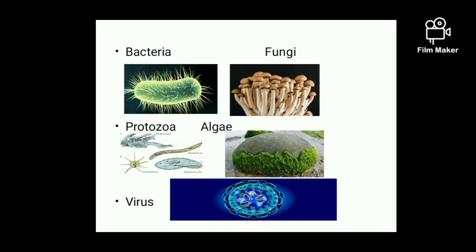See here, some of the pictures are here, and they are bacteria, fungi, protozoa, algae and virus. These are some of the examples or the pictures of those microorganisms. Some of them, like algae and fungi, can be seen through our naked eyes, but bacteria, protozoa and virus you cannot see through our naked eyes. For this you need a special instrument, and that is called microscope.